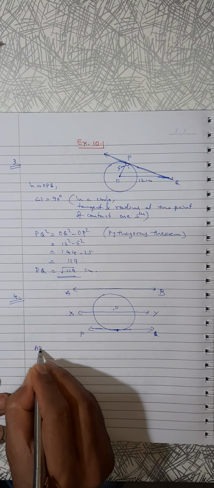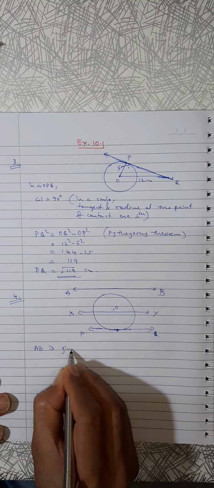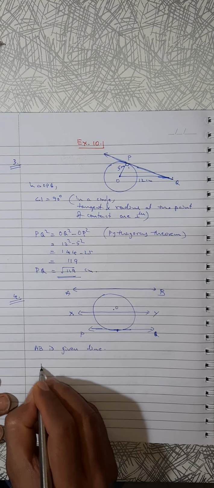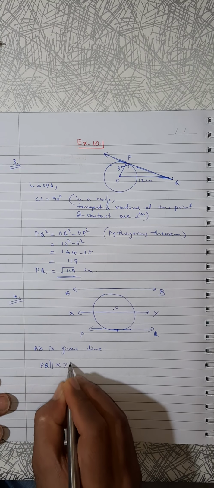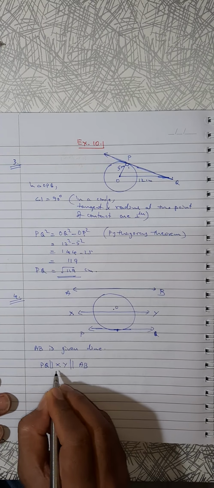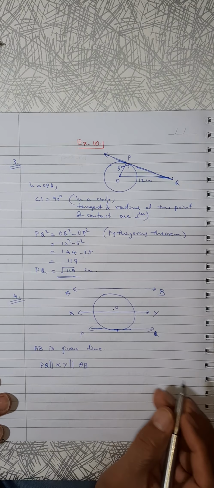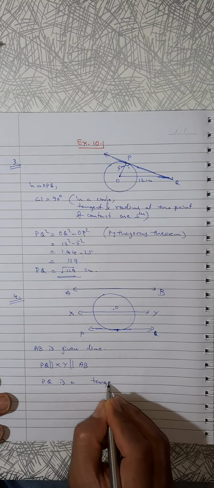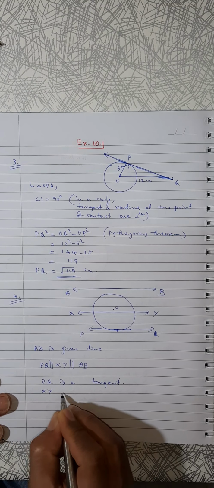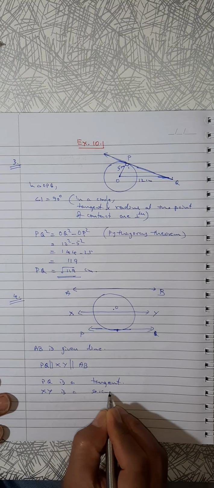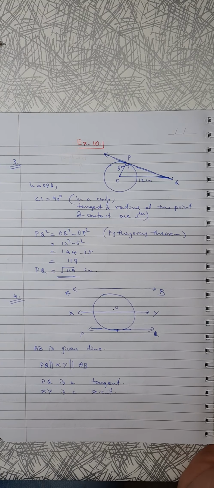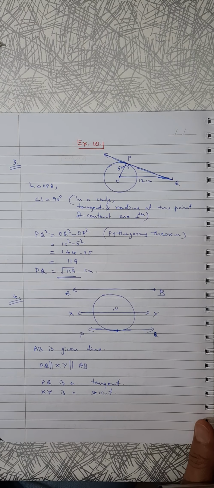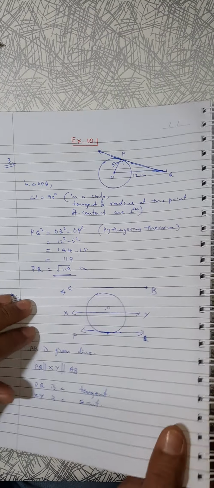So AB is the given line. Now PQ parallel to XY parallel to AB. That is what they are saying. Two lines we have to draw which are parallel. Now PQ is a tangent because it is touching at one point, and XY is a secant. It is not for examination point of view. This question is only for checking whether the concept is clear or not. So we will go to the next exercise.